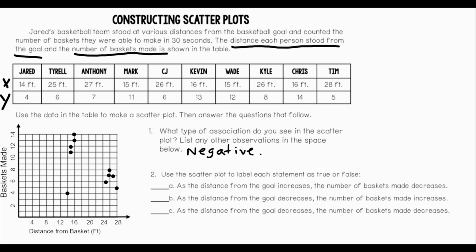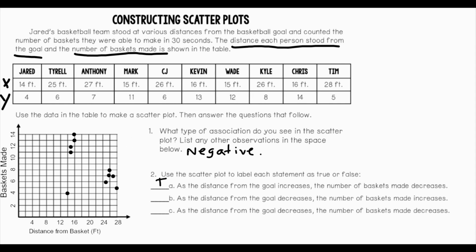Looking at question 2, use the scatter plot to label each statement as true or false. A: As the distance from the goal increases, the number of baskets made decreases. So as my distance from the basket is increasing, as I'm going to the right on my x-axis, my y-axis should be going down, which is true. This is a negative association. As one increases, the other decreases.